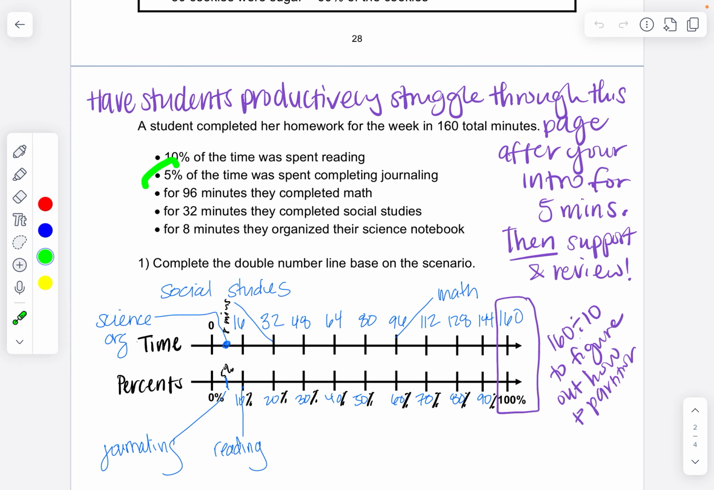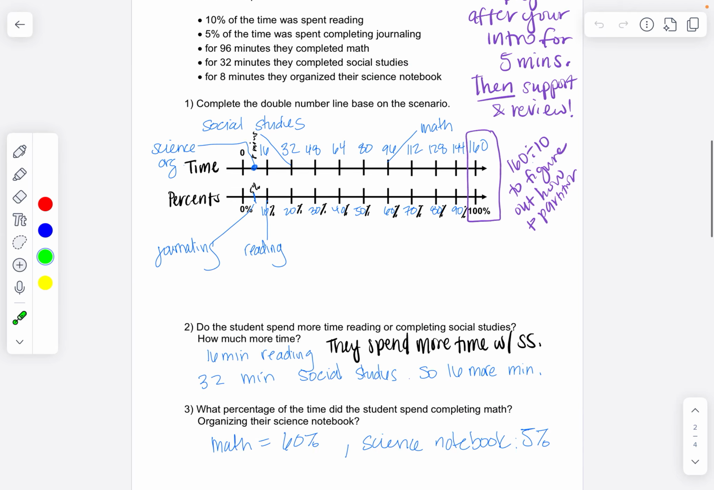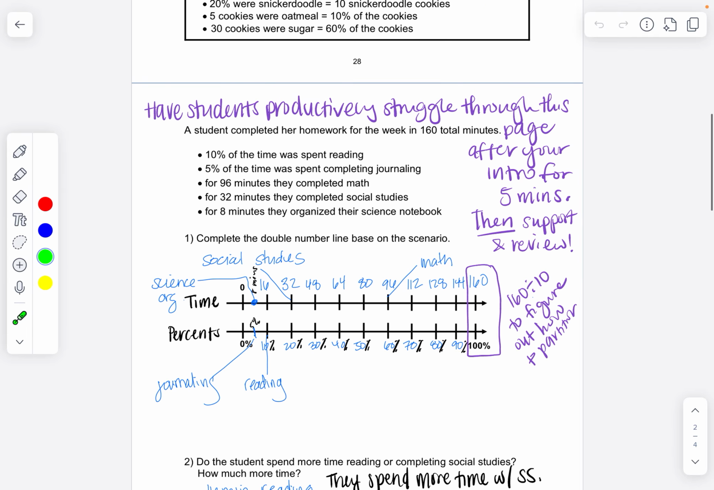It says 5% of the time was spent completing journalism. Where's 5%? Oh, well, 5% is actually between 0 and 10. What's halfway between 0 and 16? 8. So that's 8 minutes. Okay, so students are going to have to make sense of the double number line based on their drawing. And so 5 minutes, see what they can do, and then you work through this problem with them.